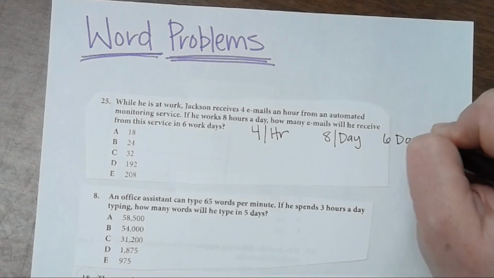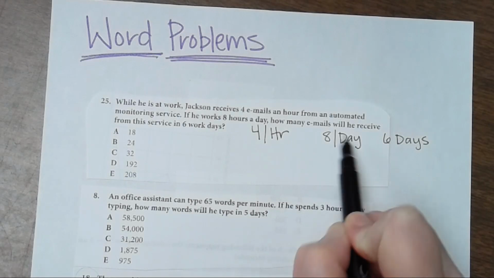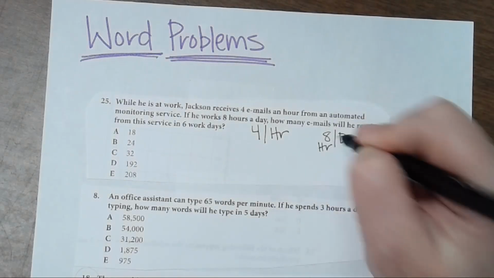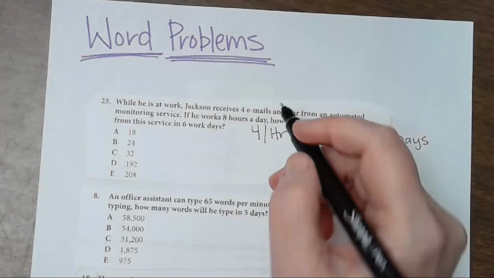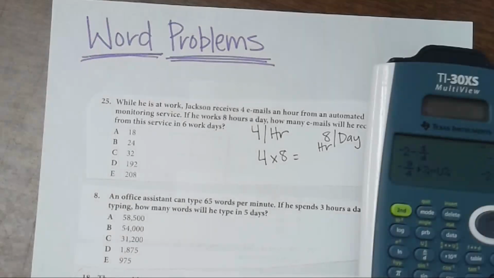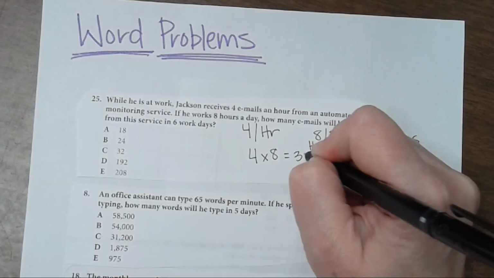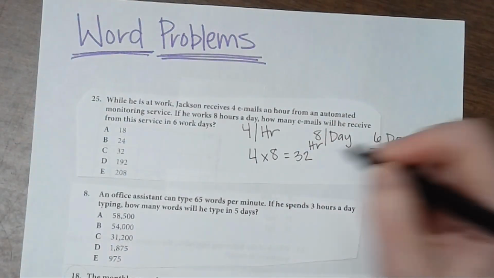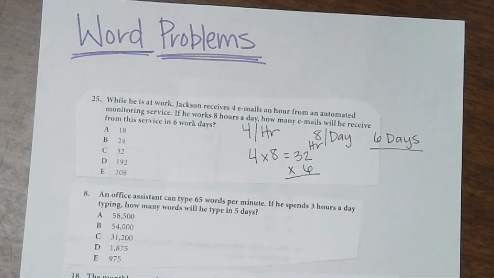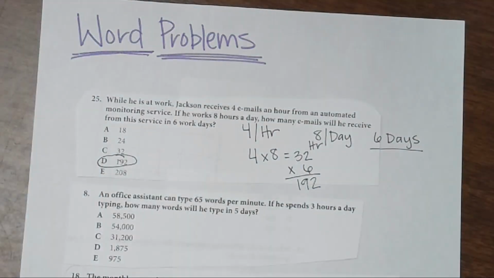All right. If he gets 4 every hour, and he works 8 hours each day, that means that we're going to take 4 and multiply it times 8 to see how many he gets in one whole day. 4 times 8 equals 32 in one day. Okay, but this asked how many in 6 days. 32 times 6 is 192. The answer is D.